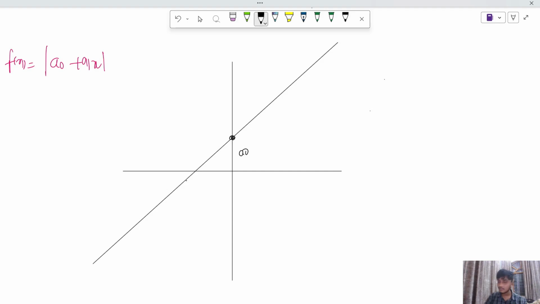So what is this point? Anyone can say minus a naught by a1. Cool. So this is a naught plus a1x. So this is positive, this is positive, but this is negative. So I have to take this and I have to mirror image it. That's it. That's simple. That much simple.